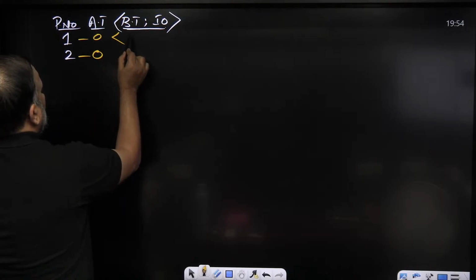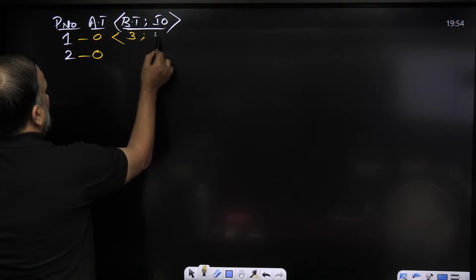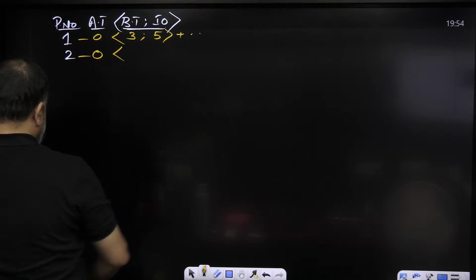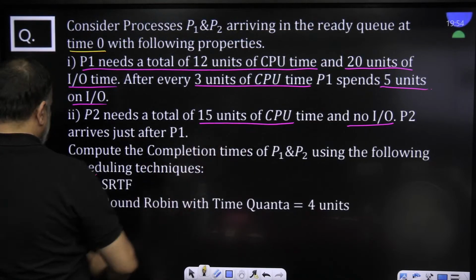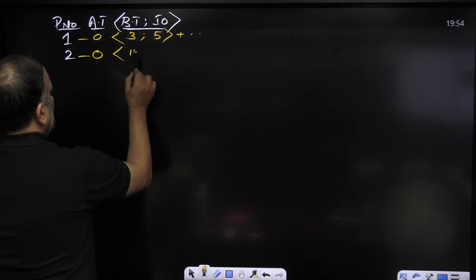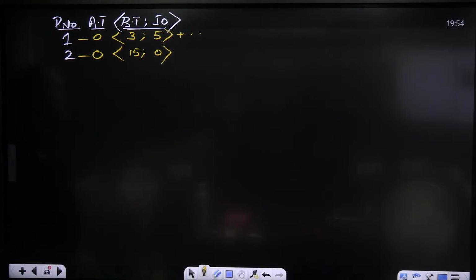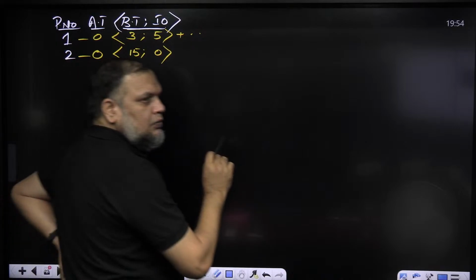And the burst time of P1 is 3 and 5. They're repeating. And P2 is directly 15 units of time, no IO. Total burst time is 15 units. No IO. तो फिर से एक बार रीएम्फसाइज कर रहा हूं मैं.